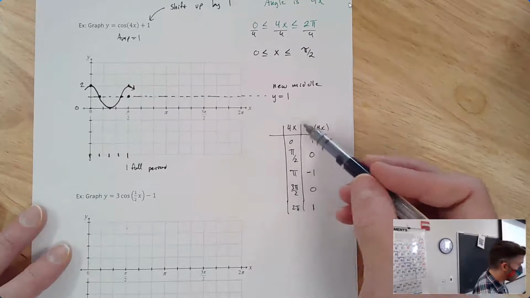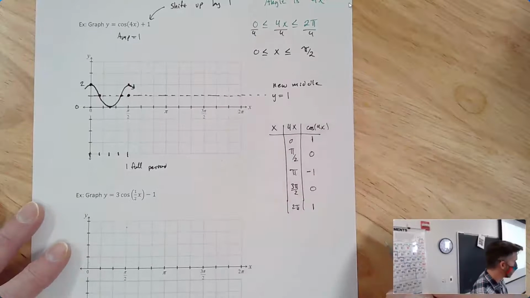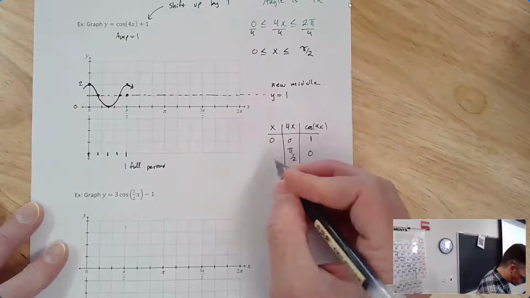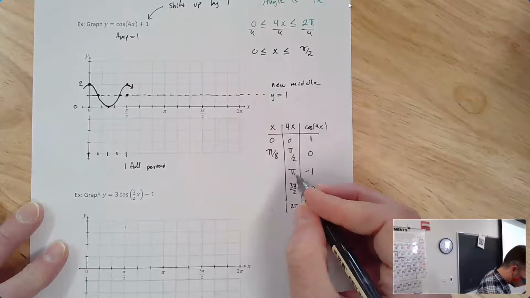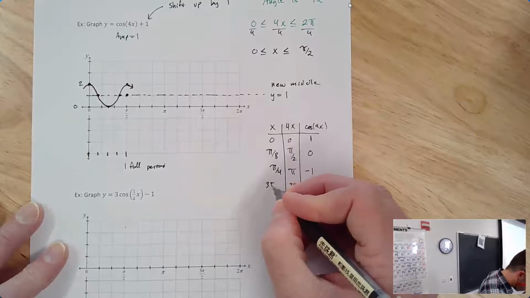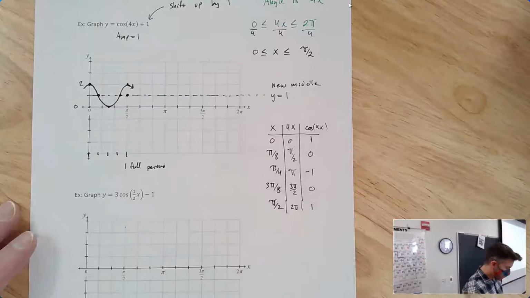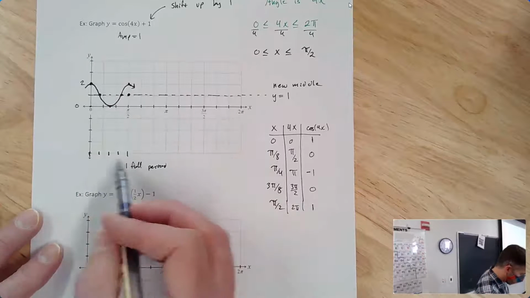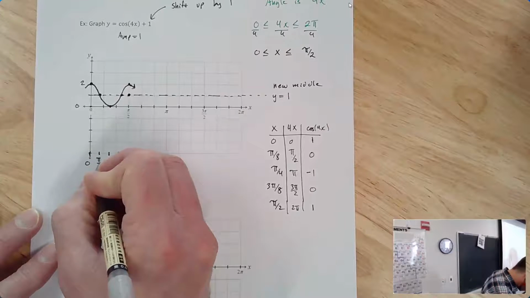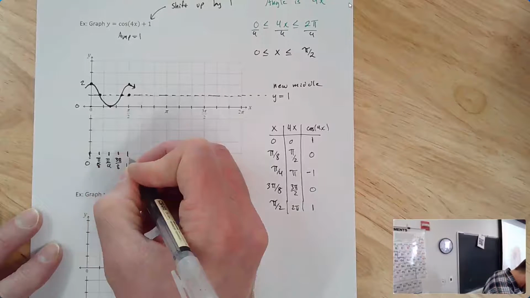But again, we're not actually plotting 4x, we're plotting x. So to get from 4x to x, we divide by 4. 0 divided by 4 is 0. Pi over 2 divided by 4 is pi over 8. Pi divided by 4 is pi over 4. 3 pi over 2 divided by 4 is 3 pi over 8. 2 pi divided by 4 is pi over 2. So these 5 points between 0 and pi over 2 are 0, pi over 8, pi over 4, 3 pi over 8, and pi over 2.